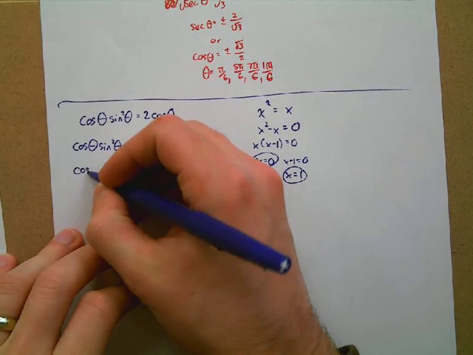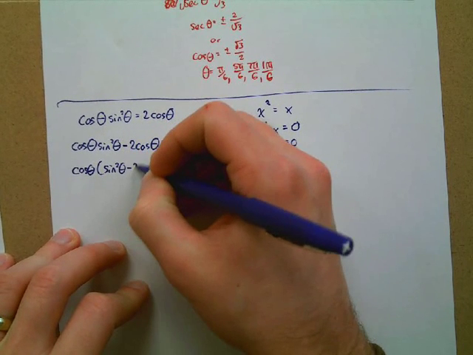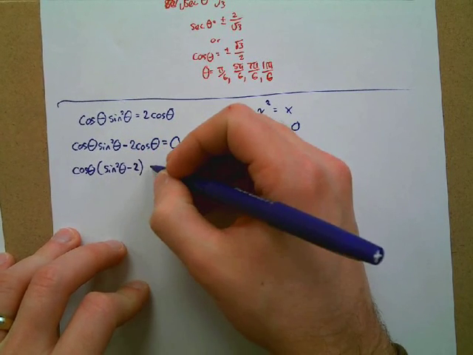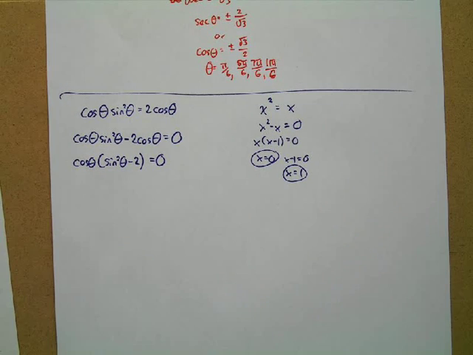And now we have two things that are multiplying together and they equal 0. So we can use that zero product property. If two or more things multiply together to give us 0, that means one of those things is 0: either cosine of theta is 0 or sine squared of theta minus 2 is 0.